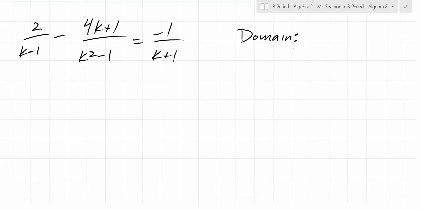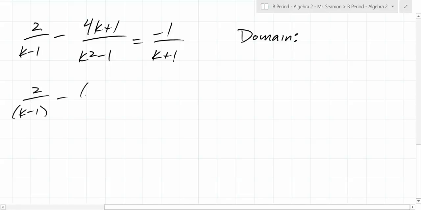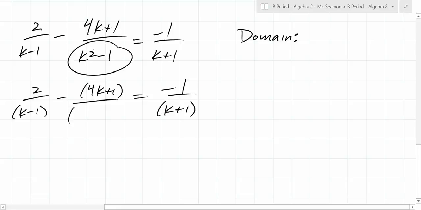So in order to find the domain, what should we do first? Factor. Thank you. So you have 2 over k minus 1 minus 4k plus 1 all over. Oh, what is that right there? That's the difference of squares. So what does it factor into, Nate? What does this one factor into, Nate? K minus 1. Yep, times k plus 1.